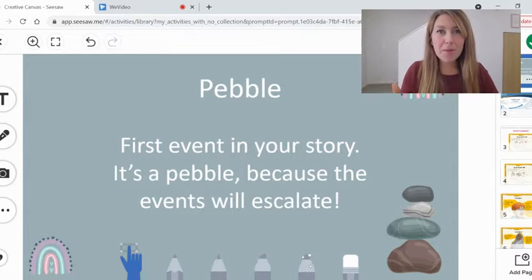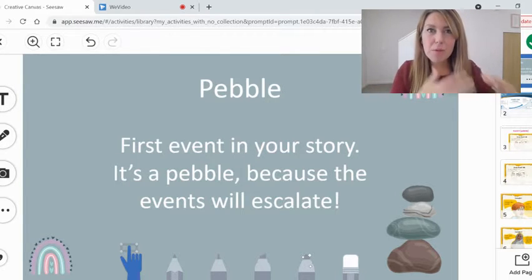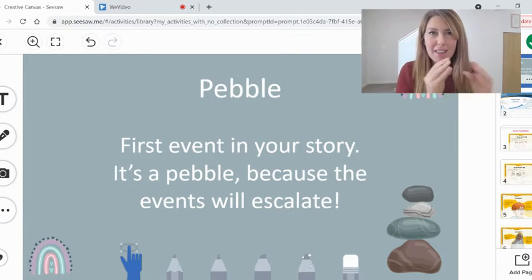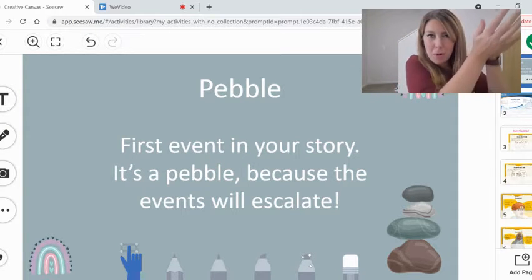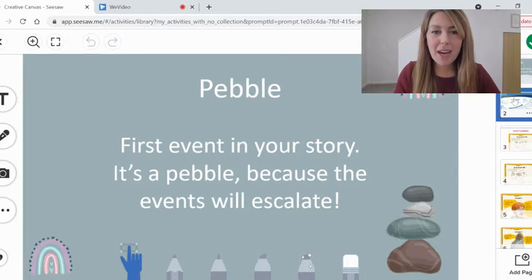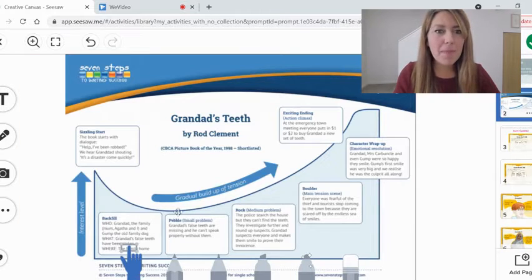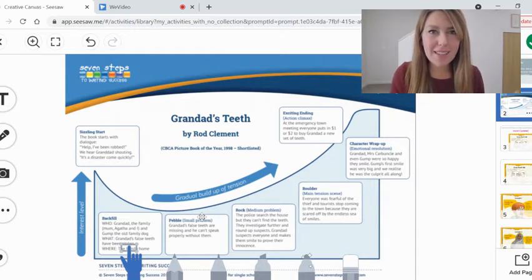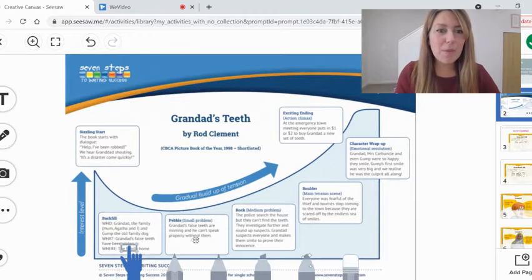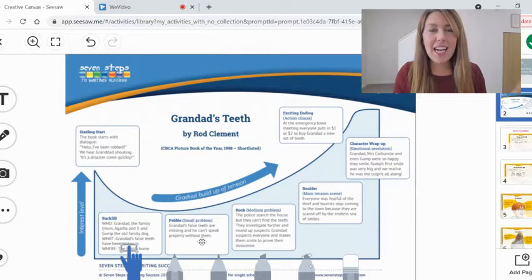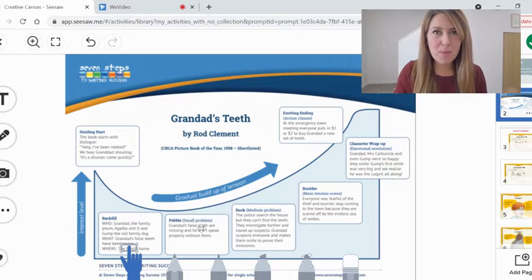Now remember, it's a pebble because from here the events will escalate, they will build. This is the first event in your story, and then from here the story will build and get more and more exciting. Just reminding you that on our story map, this is the gradual build of tension. So it's the first problem, the small problem. And when you were looking at Granddad's teeth just before in the other writing lesson on sizzling starts, it was when Granddad's false teeth are missing and he can't speak without them properly. The first small problem, and it grows from there.